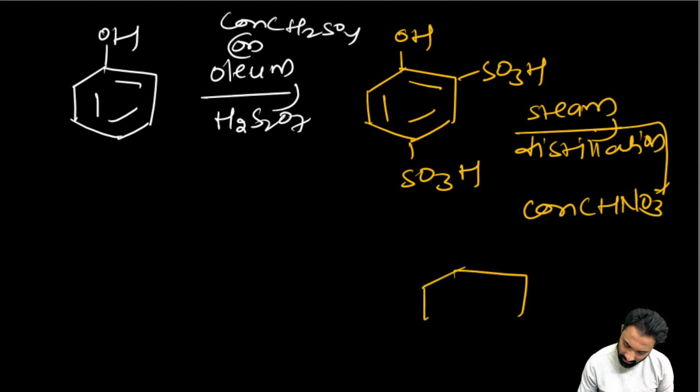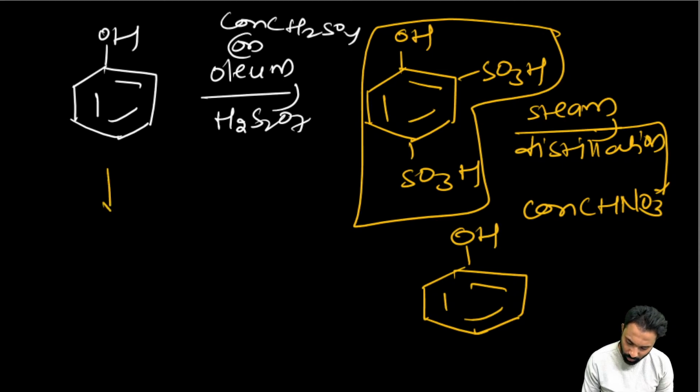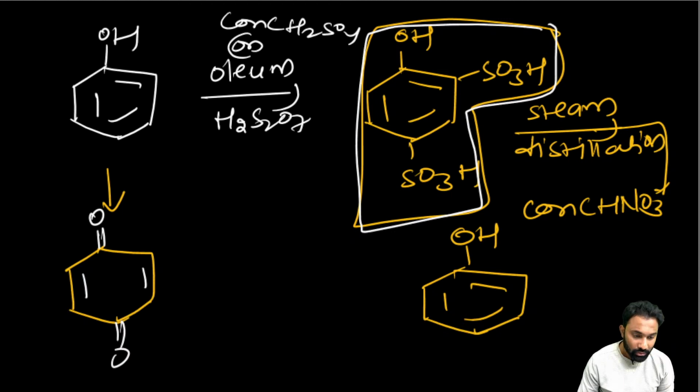Then we will get the picric acid. What is the role of doing the phenol 2,4 disulfonic acid? It is to protect the phenol from being oxidized into benzoquinone. So first we are converting it into the phenol 2,4 disulfonic acid.